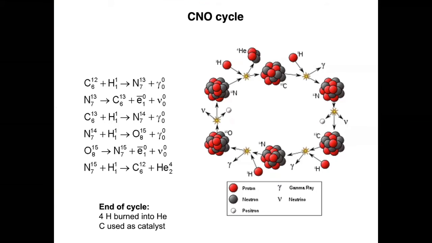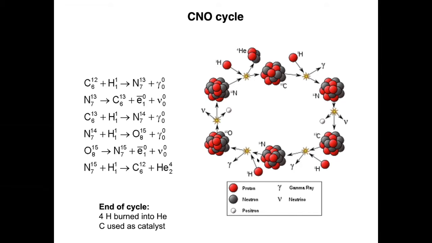The other important nuclear reaction is the CNO cycle, for which there is a series of reactions. You see here, carbon captures a hydrogen, which is this one, forming a nitrogen and releasing a photon. The nitrogen decays into carbon, emitting a positron and a neutrino. This carbon captures a hydrogen, becomes a nitrogen 14, releasing a photon.